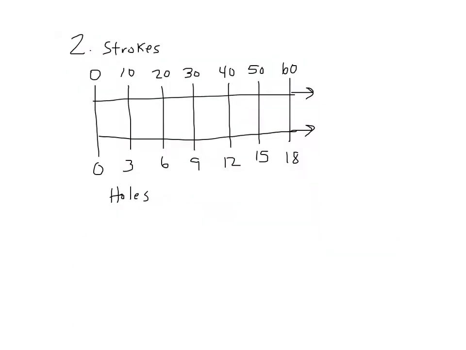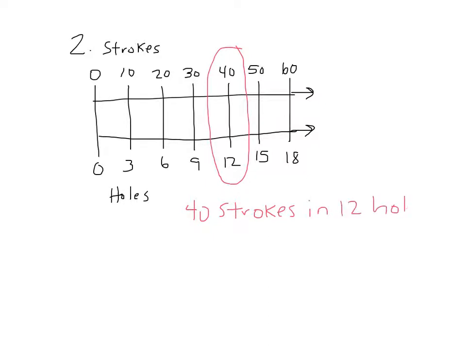So number 2 looks like this. It's strokes and holes, and I'm assuming they're talking about golf here. So let's do this one. You're golfing and you have 40 strokes in 12 holes is what I'm representing. So you would just write it like this: 40 strokes in 12 holes. That's one example.